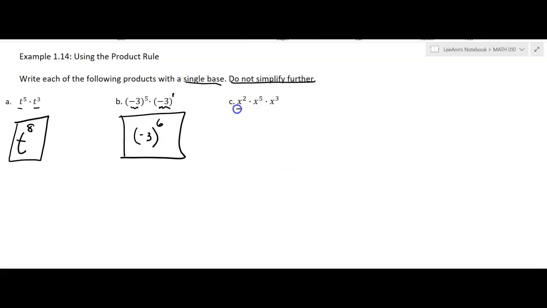Now, we have 3 things that we're multiplying here, right? And so it still applies. We can just add up all the exponents. All the bases are the same, so we're going to keep that base x. And then we're going to think 2 plus 5 plus 3. What is that, 10? 7 and 3 is 10. So x to the 10th power. And that is how we use the product rule.